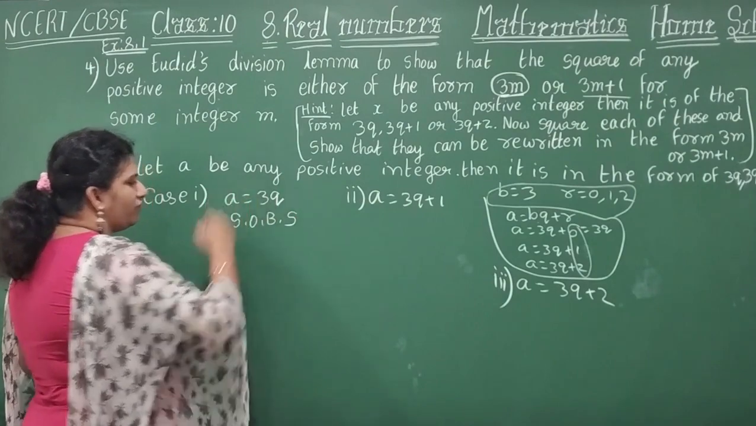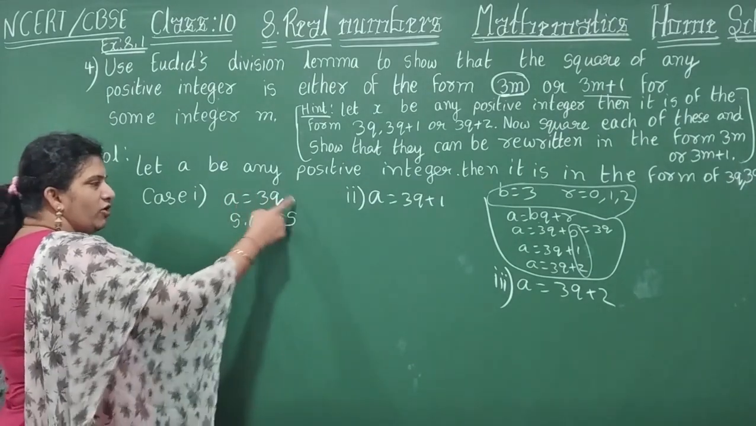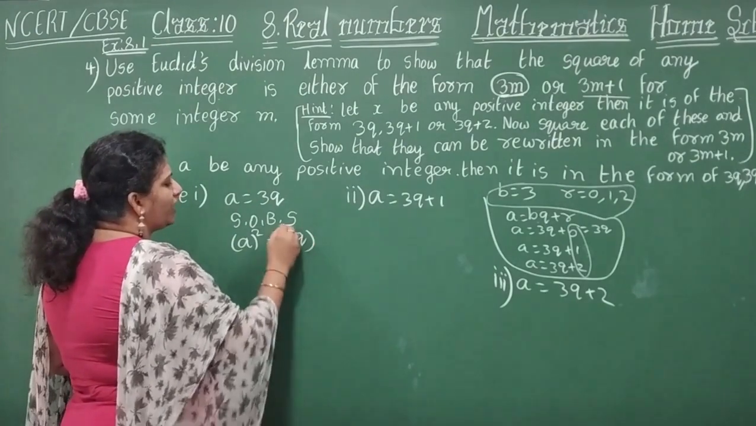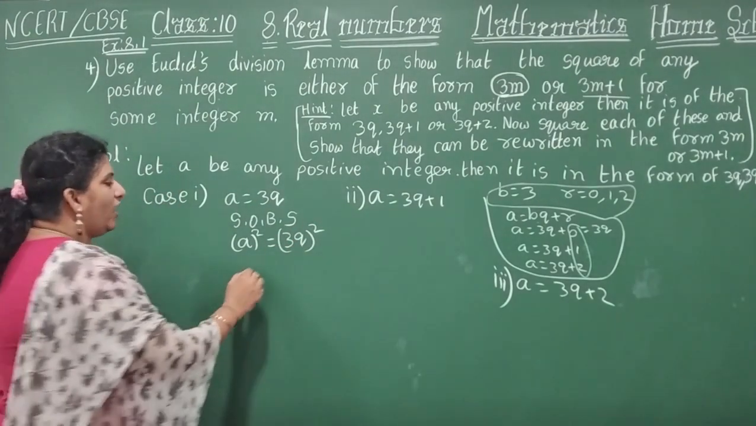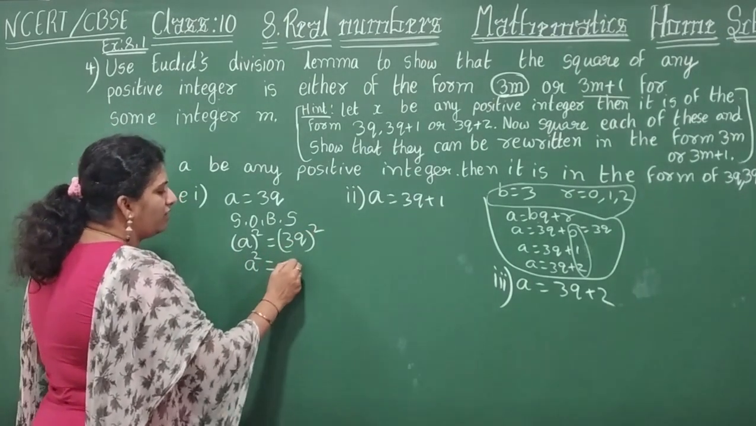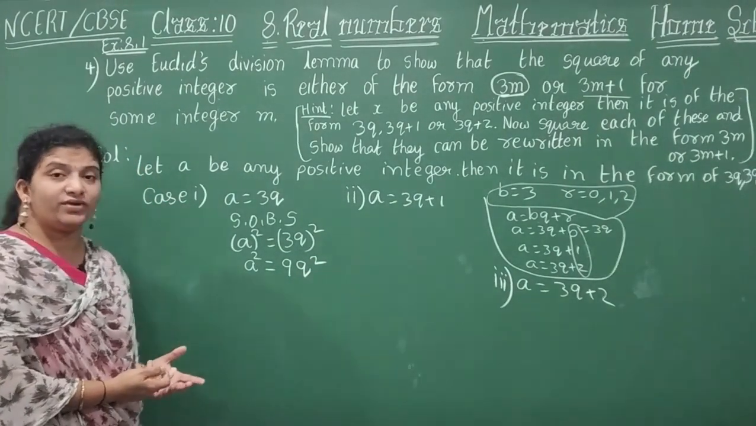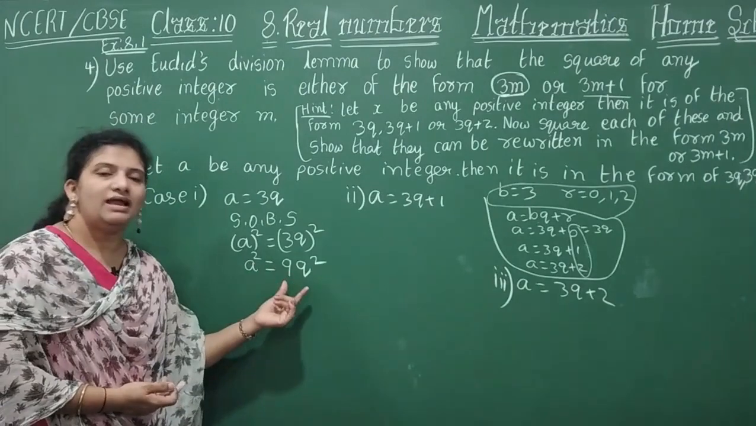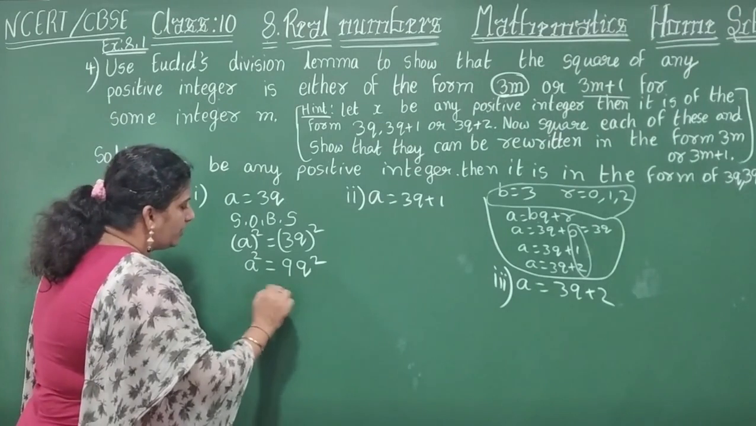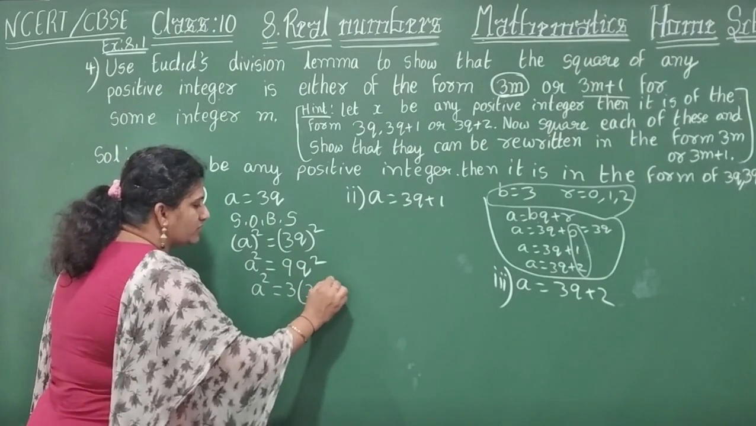Do you know what is the full form, children? Squaring on both sides. A whole square is equal to 3q whole square. A whole square will be A square, 3q whole square: 3 3s are 9, q square. So now I didn't get any 3m, but understand, here I can take 3 common. So now what do I need to do here?